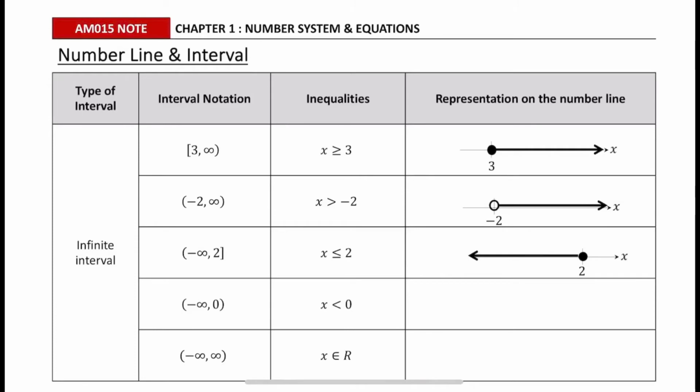The next interval is -infinity to 0, but 0 is excluded. So, the line has empty circle at 0. And the last one is the interval negative infinity to infinity. In this case, the inequality form is written as x is the element of real numbers. This means that it is a set of all real numbers. The line representation is an arrow line extend to both sides.